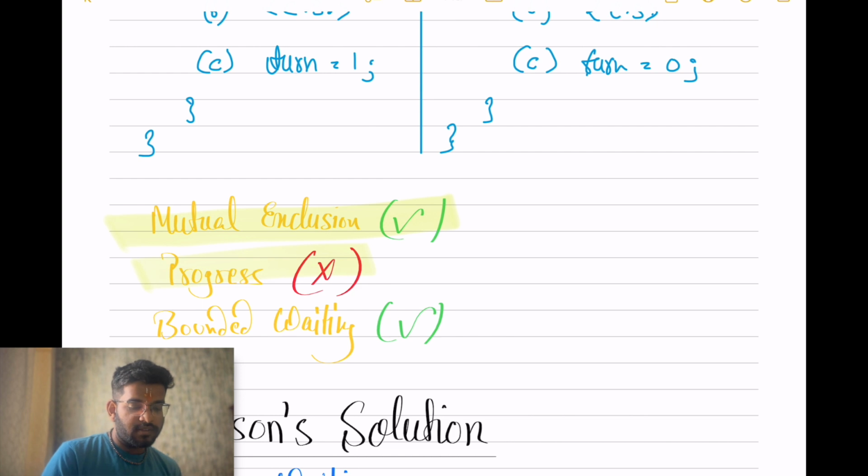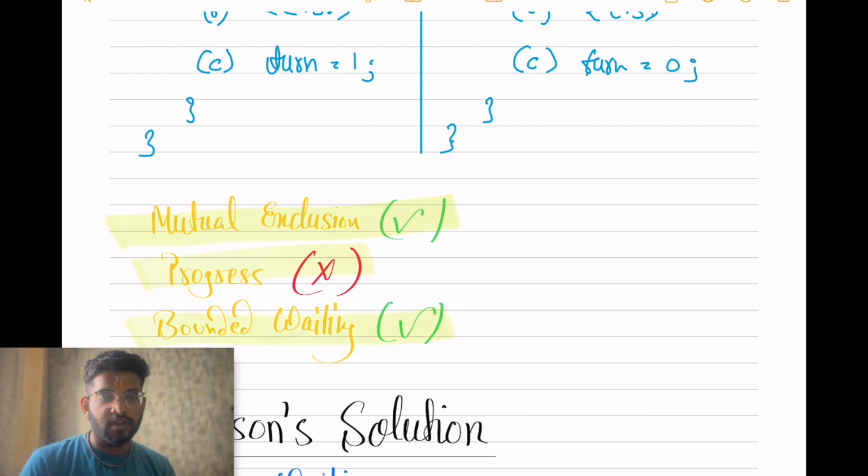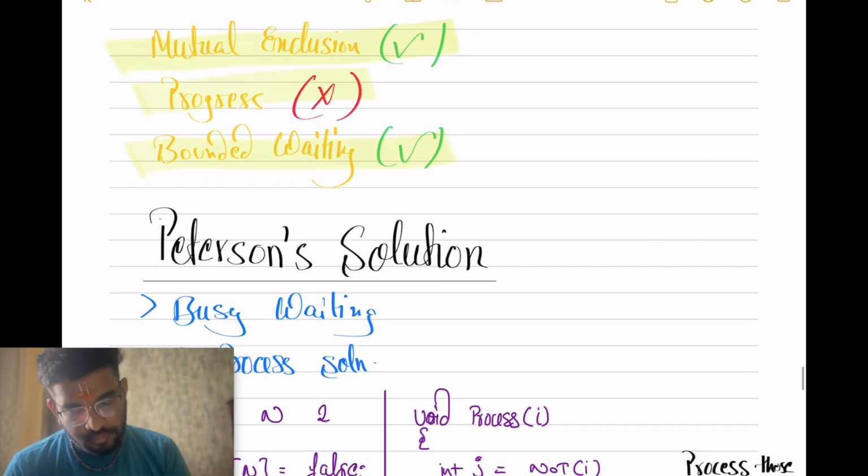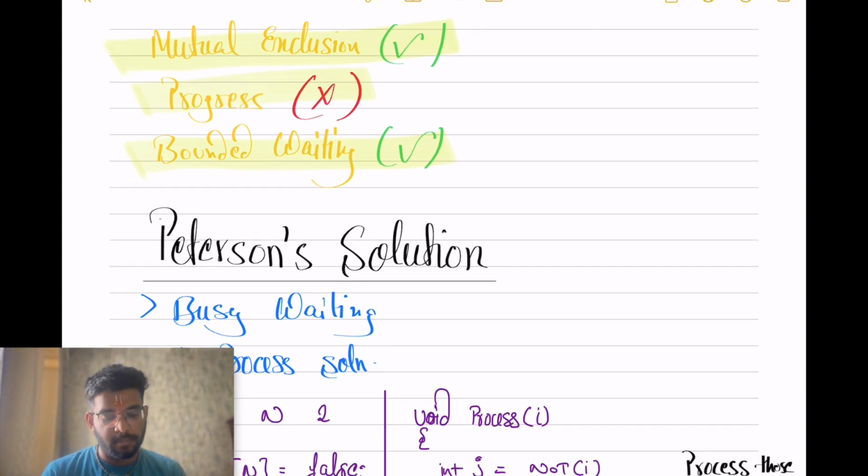Bounded waiting is satisfied, as the same process cannot use the critical section multiple times simultaneously.